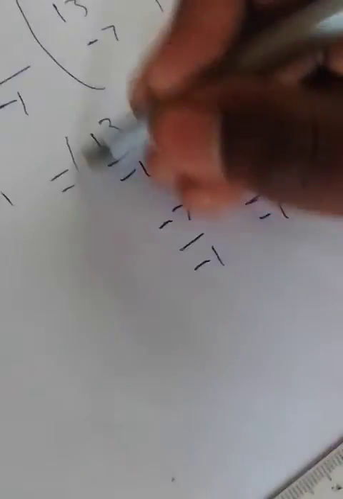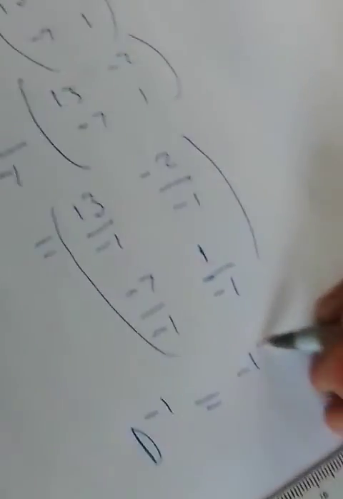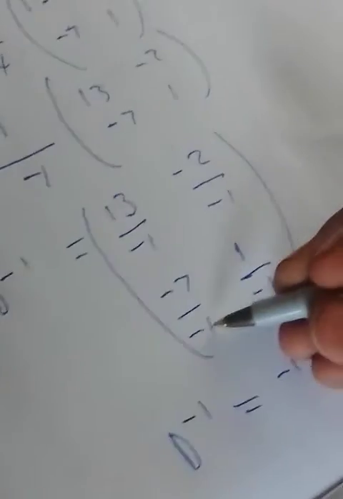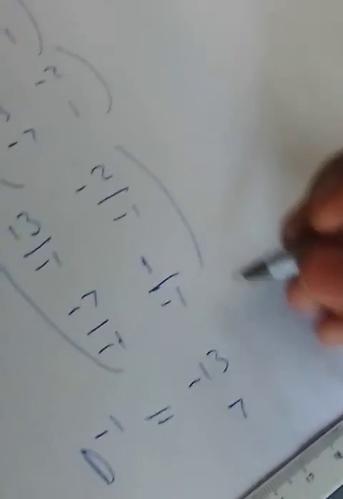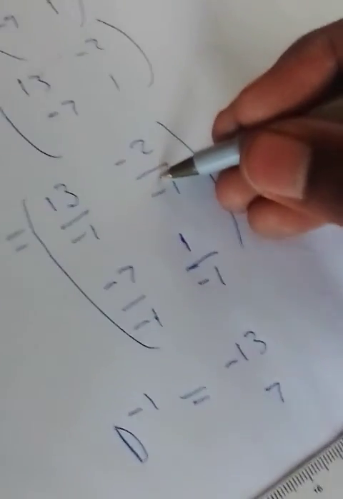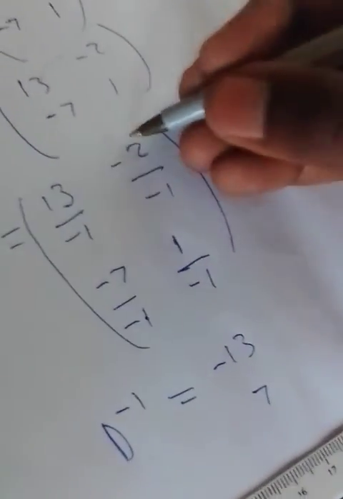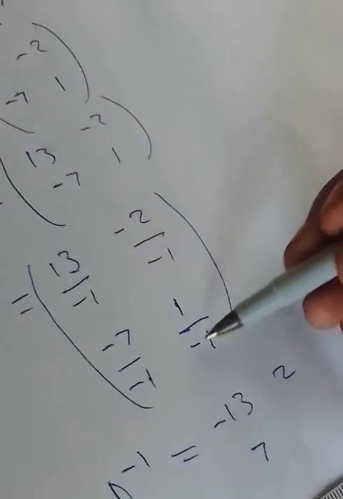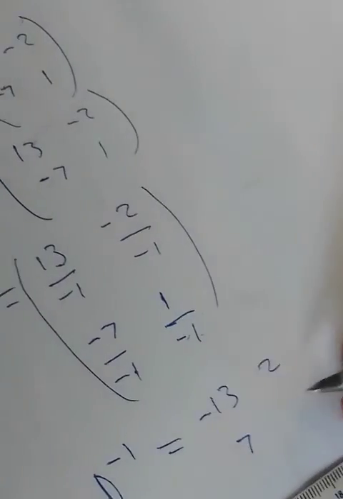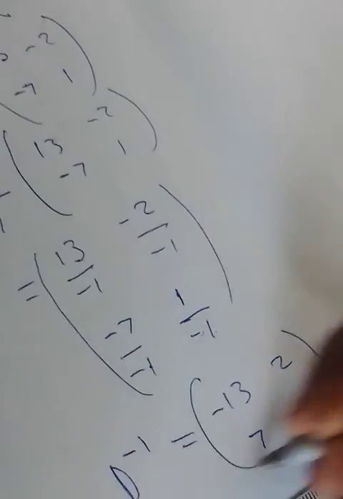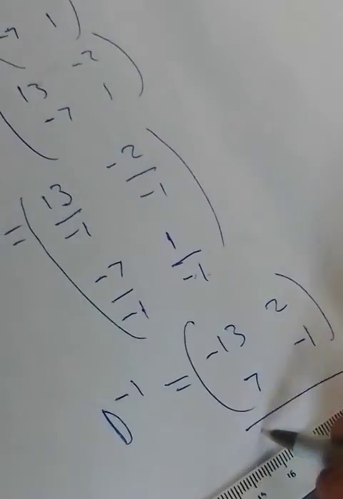So this is the matrix, and the answer will become the inverse of D is equal to negative 13, negative 1 into negative 7 is positive 7, negative 2 into negative 1 is positive 2, and then negative 1 into positive 1 is negative 1. So this is the inverse of the matrix.